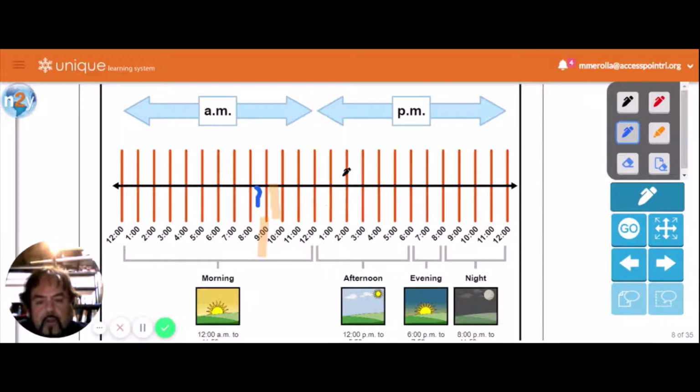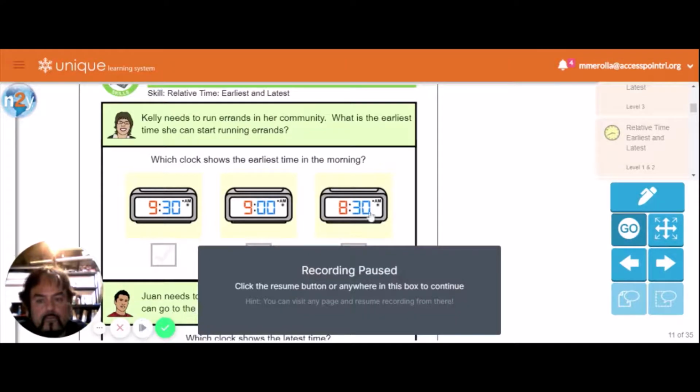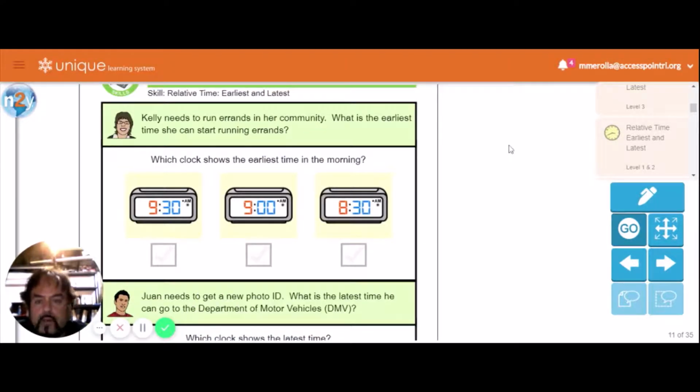Okay, so again, the further we go to the left, the earlier it is. Okay, so if Kelly wants to start running her errands, the earliest she can run her errands would be not 9:30, not 9, but 8:30. Okay, what is the earliest time Kelly can start running her errands then? It's 8:30.